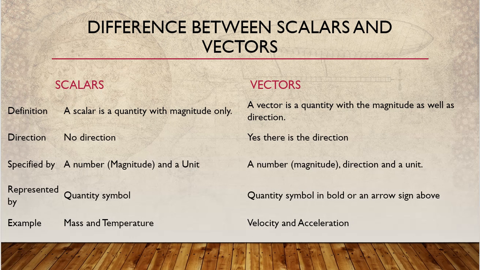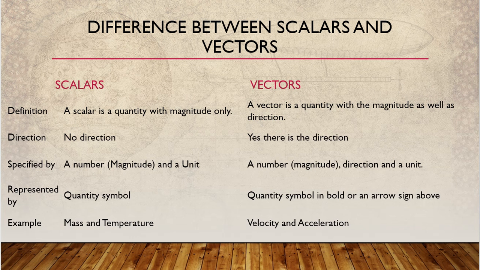Now the fourth difference is the symbol of the quantity. A scalar is represented by the symbol of a quantity. For example, mass of the substance is a scalar quantity. This is represented by m.